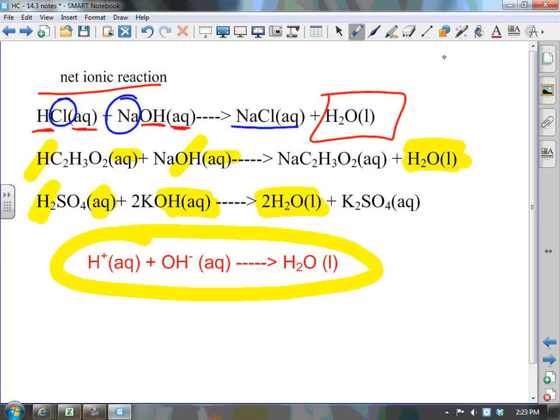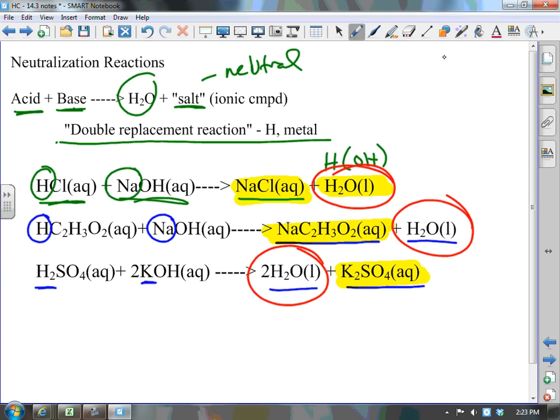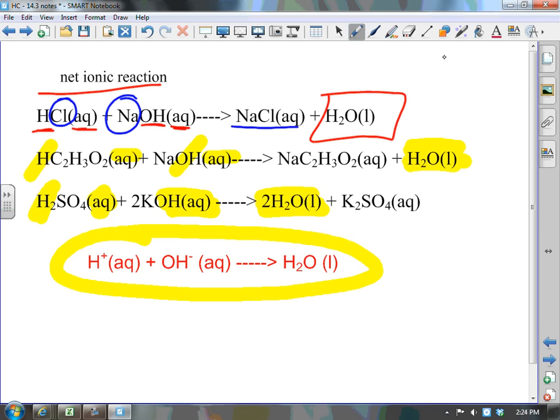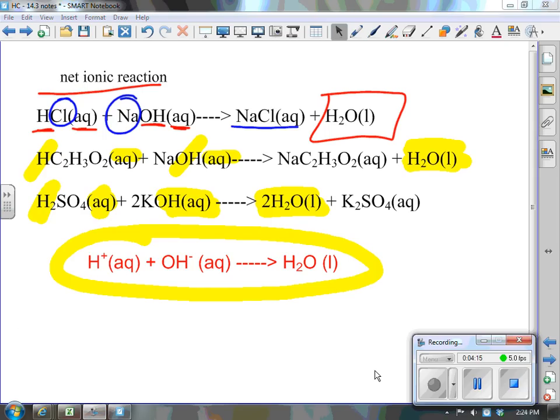And that's it for neutralization. You've got the full equation in formula form, all that stuff labeled correctly, and then the net ionic. Okay. So that is it, truly it, for the chapter.